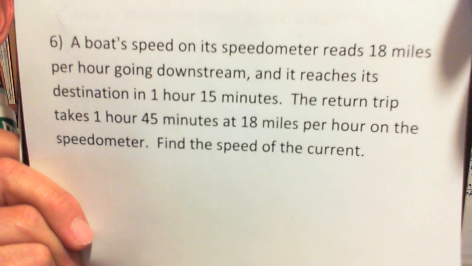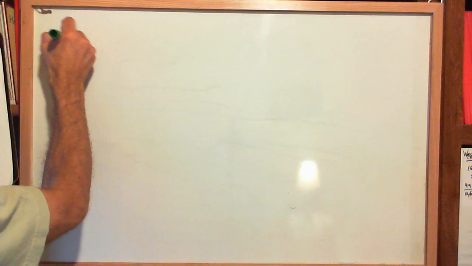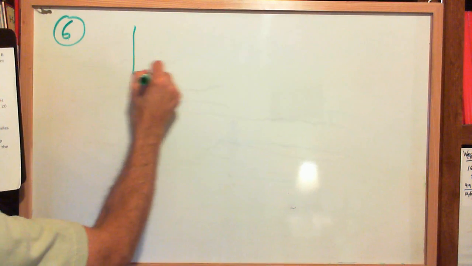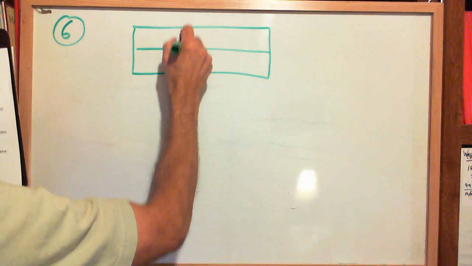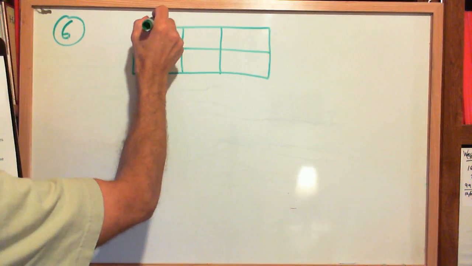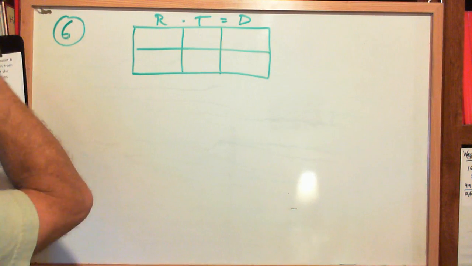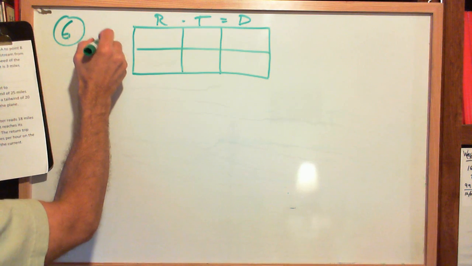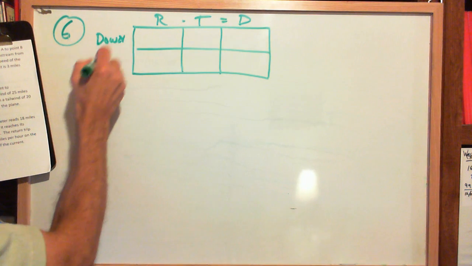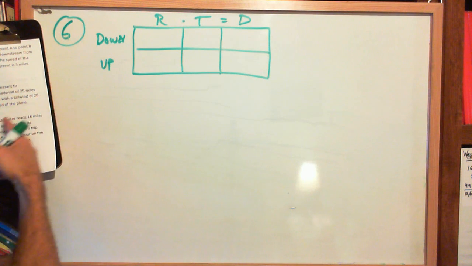So we're looking for the right side of the rate column now. Okay, so this is number 6. Again, my chart. I wouldn't do these without a chart, personally. Wouldn't even consider it. Rate times time equals distance. Okay, we are talking about a boat, and we're going downstream and upstream, right? So down and up. Okay, downstream, speedometer says 18.